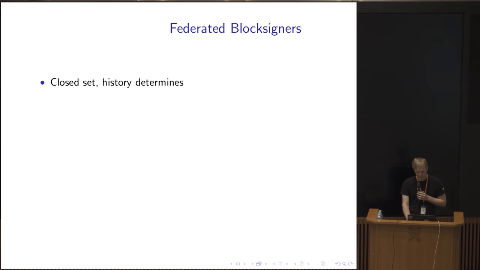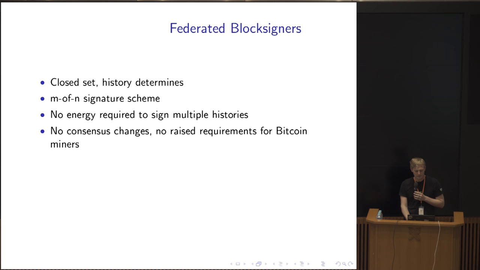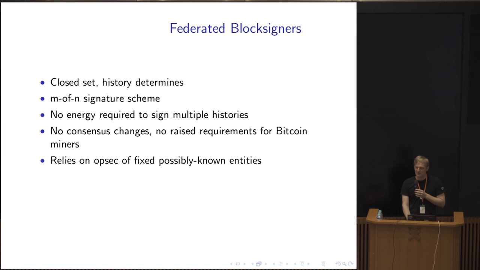In general, it does something like an M of N multi-signature scheme. No energy required to sign multiple histories. So you get a lot weaker guarantees in the history that's being made. You have to really trust these signers to not double spend. There are no consensus changes again, and no requirement for other people to even know what you're doing. And it relies on this operational security and incentives of possibly known entities.